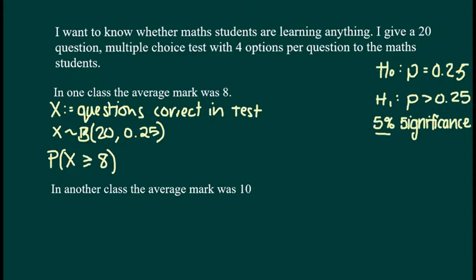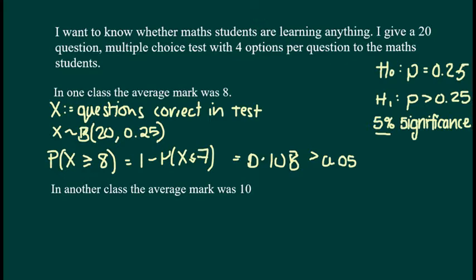Well, that is 1 minus the probability of x less than or equal to 7. And if you use your calculator, you can work that out to be 0.108. So there is a 10% chance of getting 8 or more. Well, that is greater than 5%. So I can't say that this class, there we go, 0.05, I can't say that this class has learned anything.